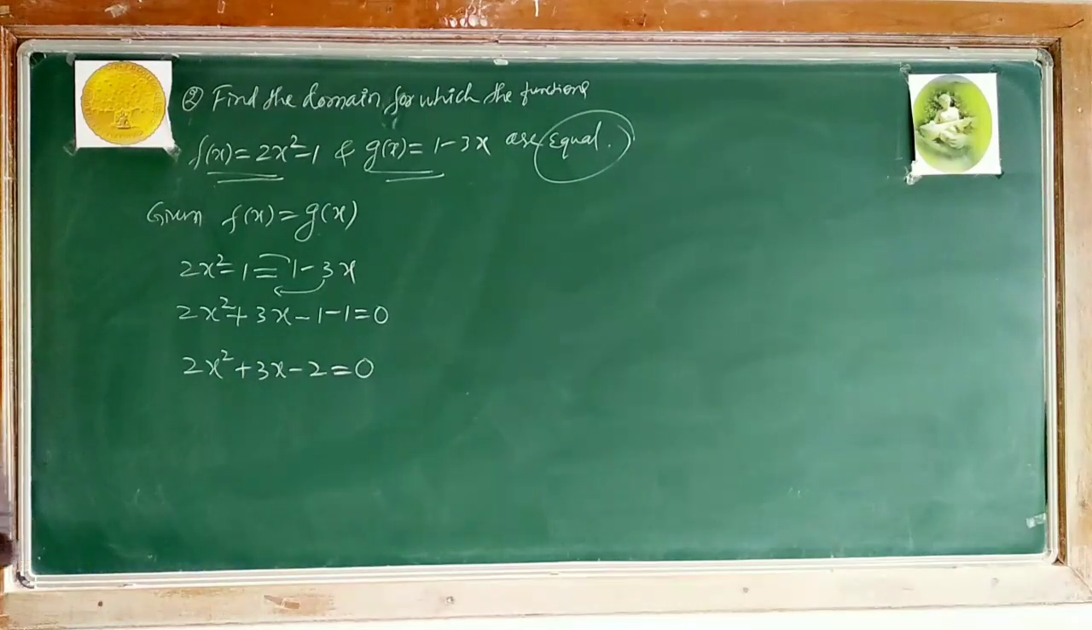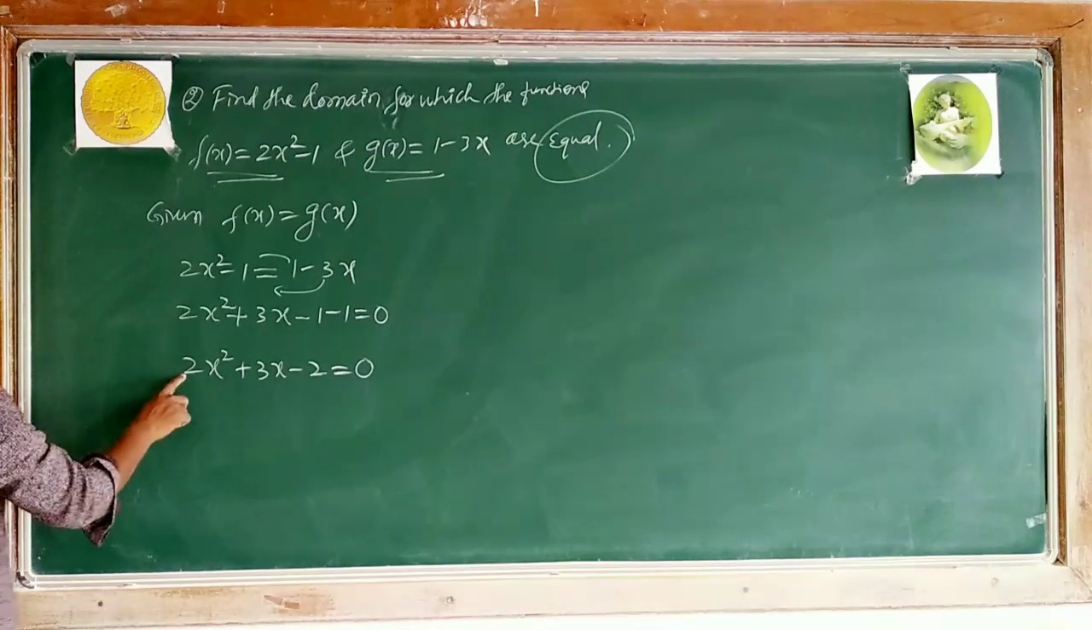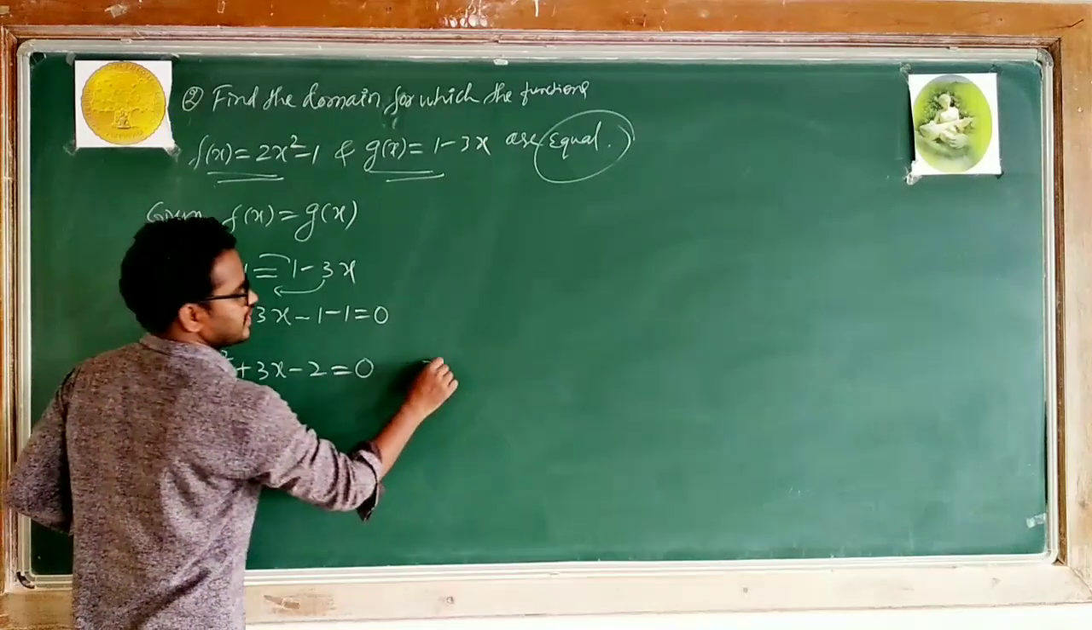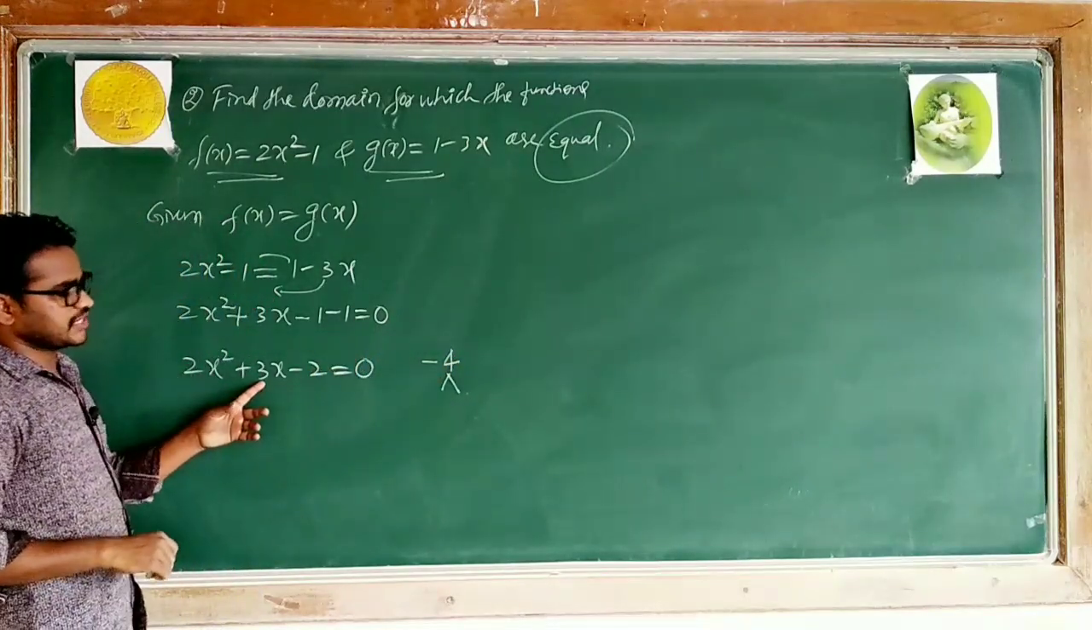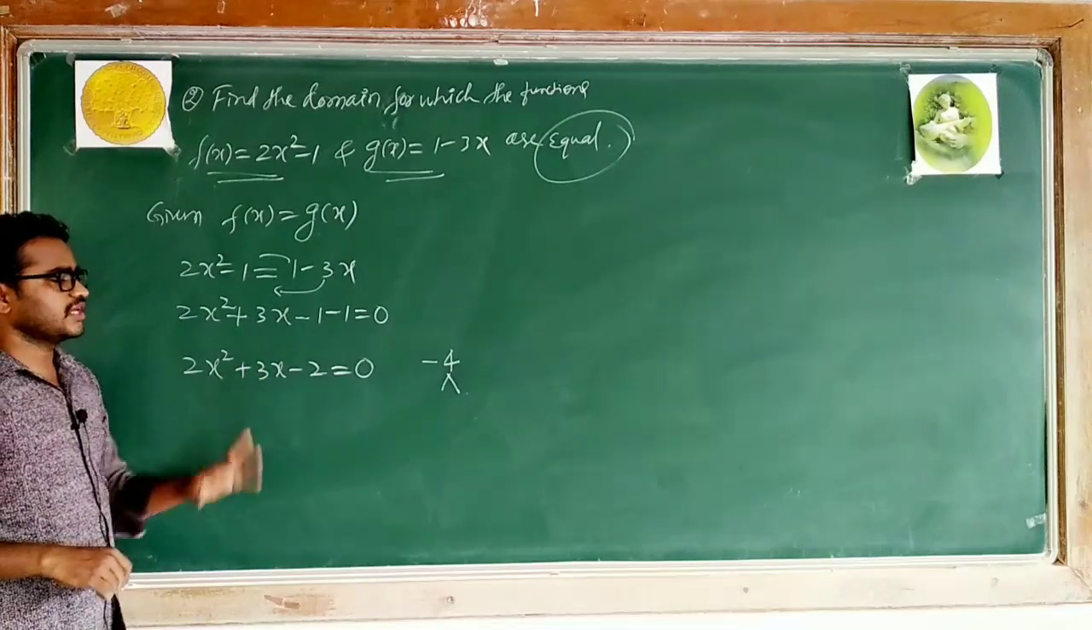The thing is, 2x square plus 3x minus 2 is equal to 0. Is it a quadratic equation? Means can I factorize? What is possible to factor? I can say you multiply 2 into 2, is it minus 4? Minus 4 can be split so that you get addition 3 and multiplication minus 4.